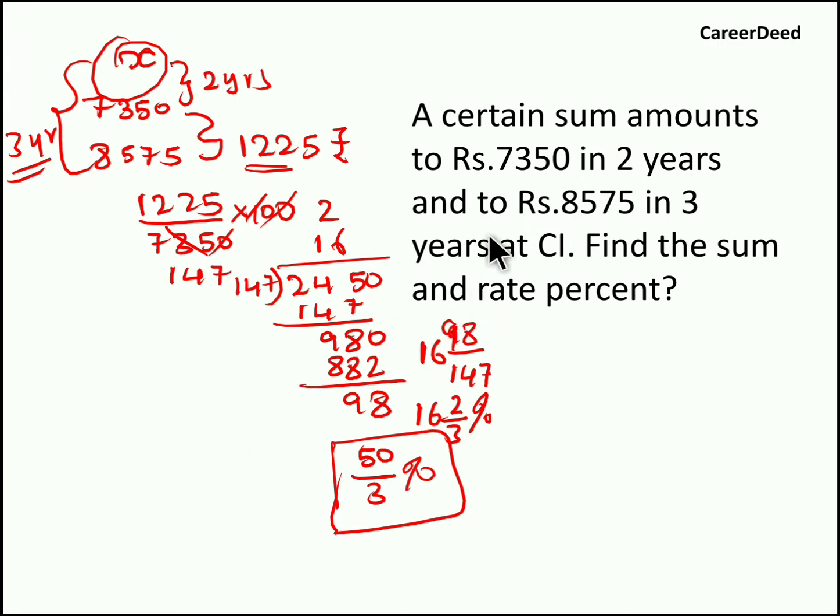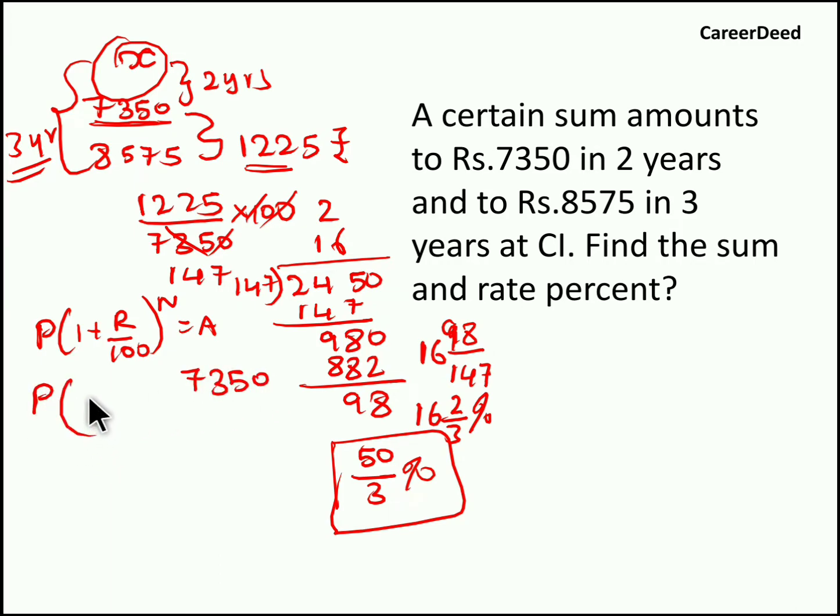Now you found the total amount is 7,350 at the end of 2 years, and the rate of interest is 50 by 3% each, and you have to find the principal, I mean the amount you have invested. And the total amount formula is P into 1 plus R by 100 to the whole power n. So this is the total amount. Now you know the total amount is 7350 at the end of 2 years, and you have to find the principal. So 1 plus rate of interest here is 50 by 3, right? So 50 by 3 can be written as 50 by 300 to the whole power number of years is 2. So when you solve it, you will get the answer.